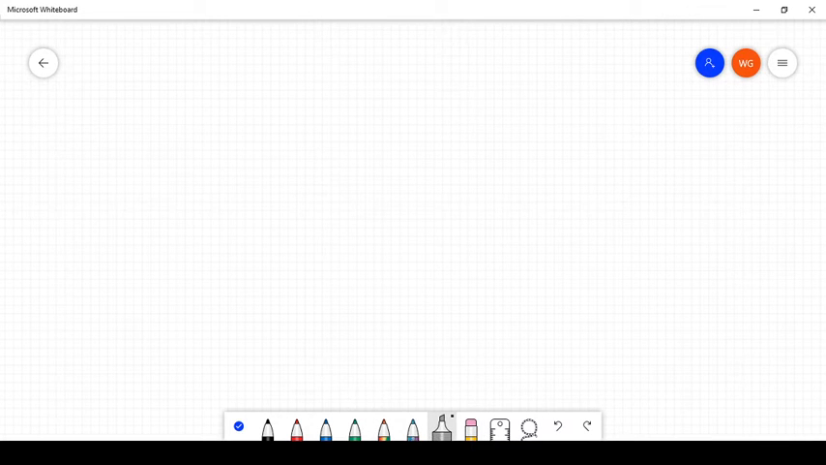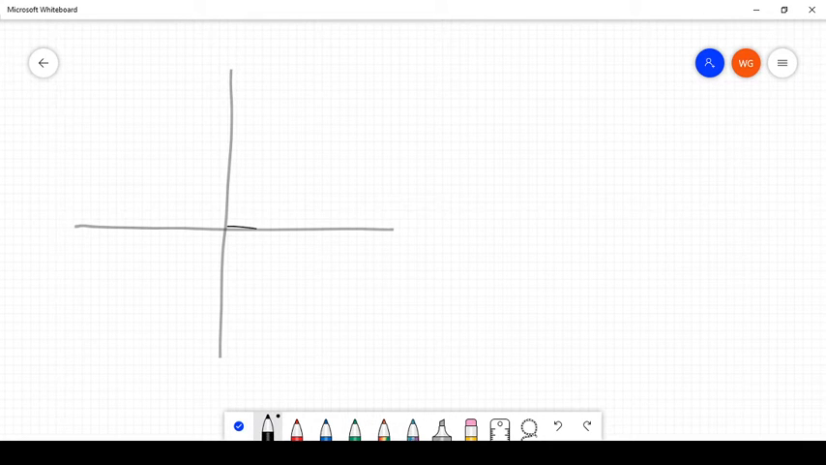If I were to draw out an xy coordinate plane, just very roughly, and I were to go 1 unit along in the x direction, we would call that vector i. That would be vector i. And if we were to go 1 unit along in the y direction, we would call that vector j.